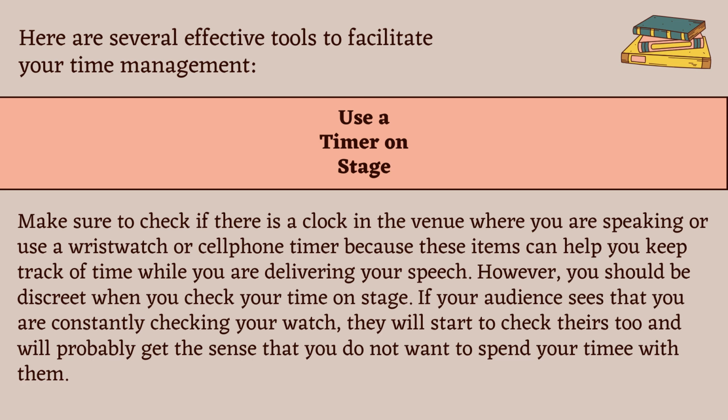So you need to wear a watch so that you can easily see the time, but when checking your time on stage, you should do it discreetly. If your audience notices that you are checking your watch all the time, they will probably start to do the same and assume that you are not interested in spending time with them.